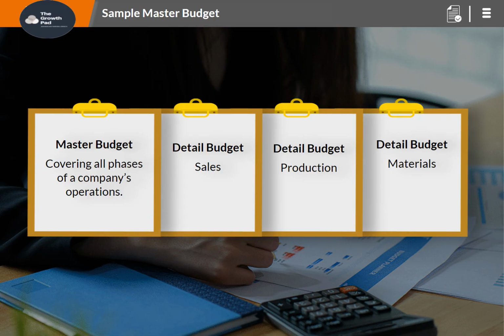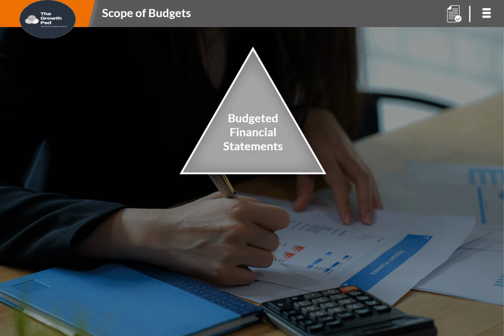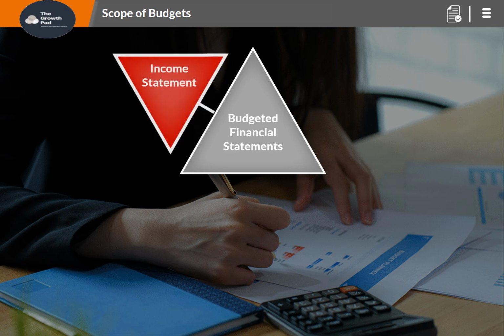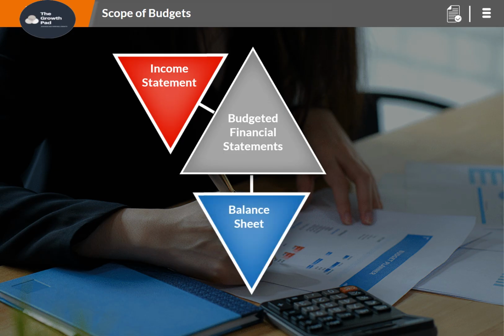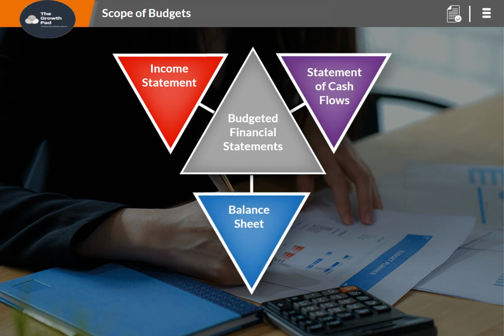A master budget, or profit plan, is a comprehensive set of detailed budgets covering all phases of an organization's operations for a specified period of time. Scope of budgets. Budgeted financial statements, often called pro forma financial statements, show how the organization's financial statements will appear at a specified time if operations proceed according to plan. Budgeted financial statements include a budgeted income statement, a budgeted balance sheet, and a budgeted statement of cash flows.